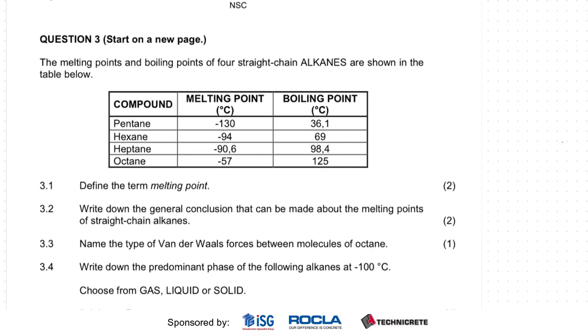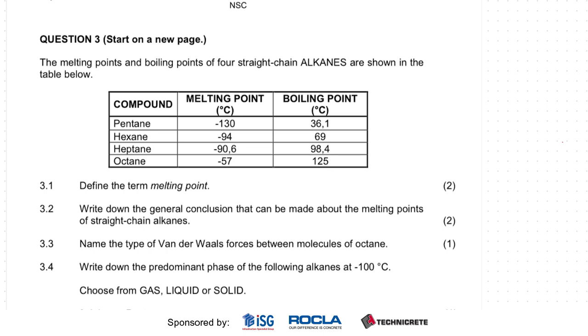The melting points and boiling points of 4 straight chain alkanes are shown in the table below. Okay, straight chain alkane, so no branching. It's an alkane, so saturated hydrocarbon. Judging from the names, no functional groups, just carbons and hydrogens in different chain lengths. Okay, so they've given us some data, specifically melting points and boiling points.